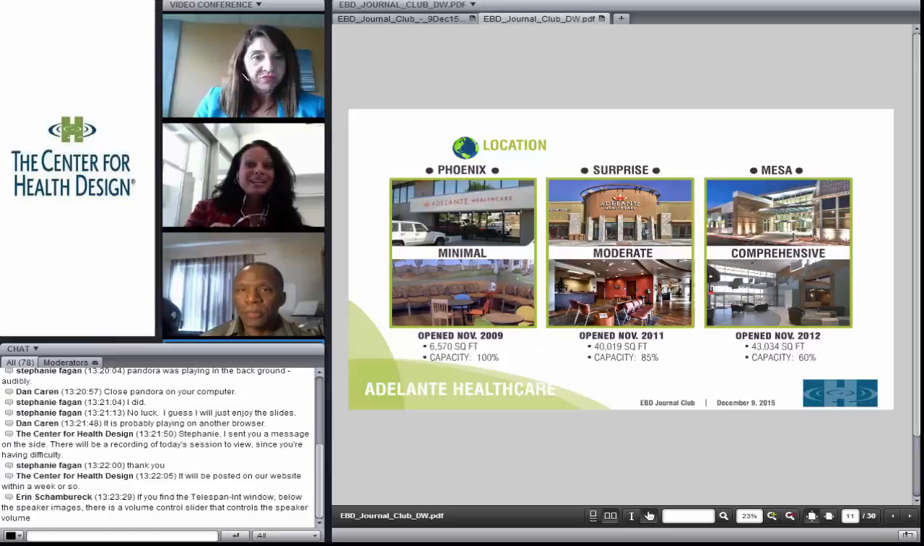And then there's the Mesa facility, which opened in November of 2012. That's a beautiful facility. We call it comprehensive here, but when I first described it to Richard, I called it locked and loaded.